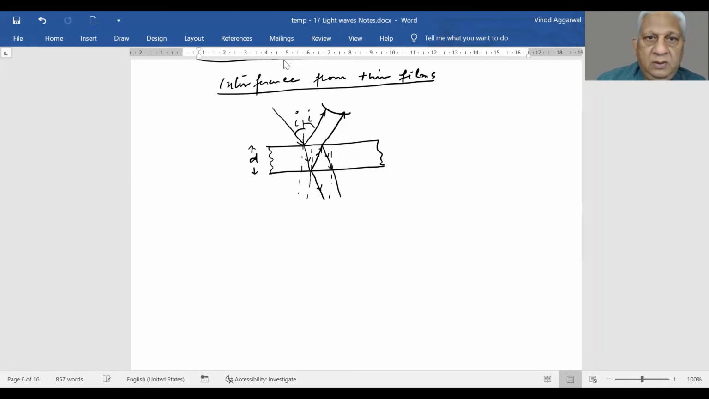And this we capture through converging lens. This point is P dash. This is P. And then this is B, D, this is A, C.